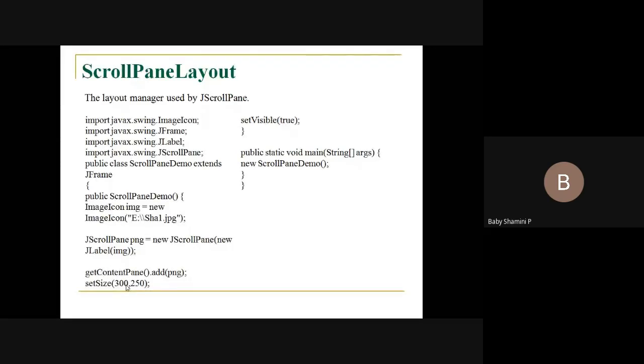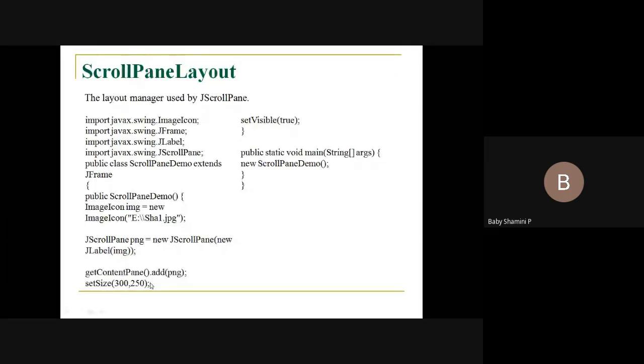If you want to add some object into this content region, we can use the content pane method. I'm going to add an object, that is add png. Png is the object for the scroll pane. I'm going to add png into this content pane region. Next I'm going to set the size of the content layout manager, and the visibility is true.